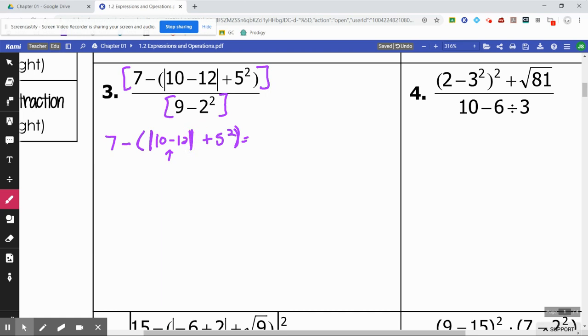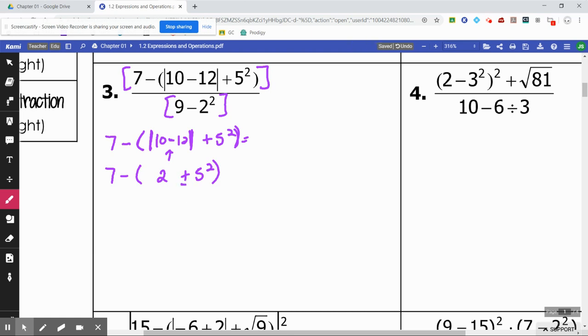Absolute value bars means your answer you're going to make positive, but actually do the operation first. You have to do 10 minus 12 before you make it positive. So now we have 7 minus parentheses. The absolute value of 10 minus 12 is the absolute value of negative 2 plus 5 to the second power. And if you would like to, instead of having to rewrite that whole thing for one step, the absolute value of negative 2 is positive 2.